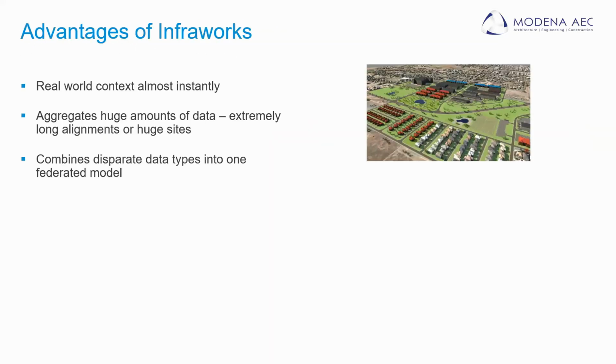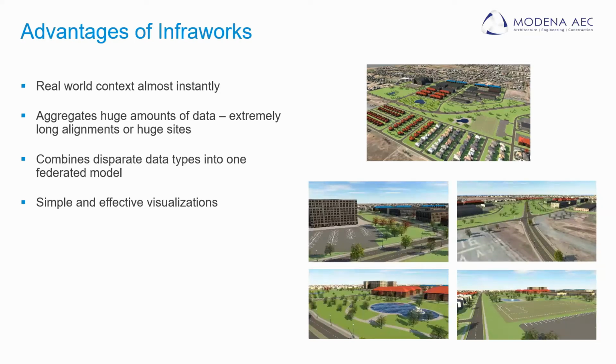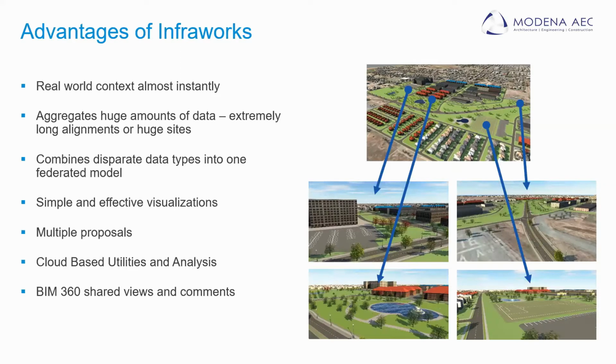So the advantages of Infraworks. You can model real-world context almost instantly. It's used to aggregate huge amounts of data, like extremely long alignments or huge sites. You can combine disparate data types into one federated model. In other words, a multitude of data sources. It can be used for simple and effective visualizations. And you can also create multiple proposals from a master proposal to show different design options. You also have access to cloud-based utilities and analysis, as well as BIM 360 shared views and comments.